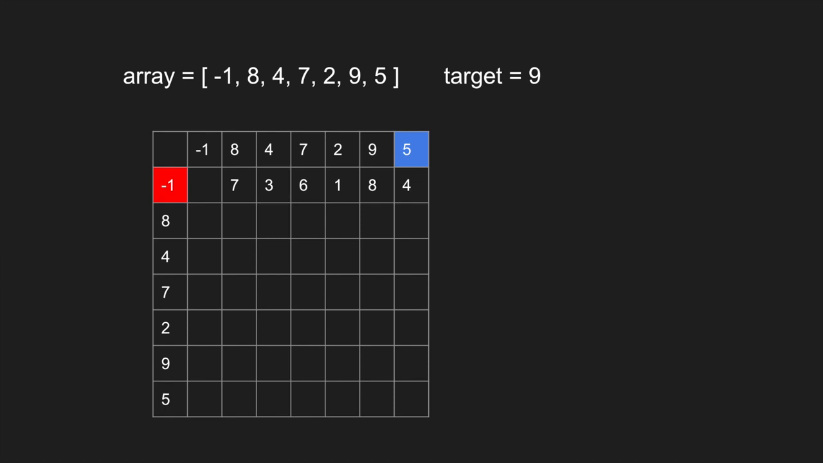We have checked all the pairs which have -1 as the first element, and we did not find the target. So we can check the pairs of numbers which have 8 as the first element. I'm going to let the animation run since the logic is very simple, but feel free to pause the video and check if you get the same results.